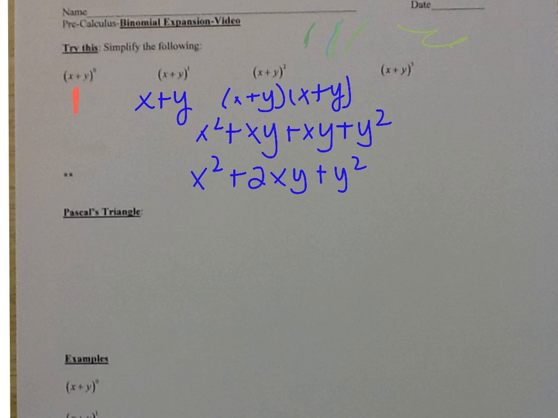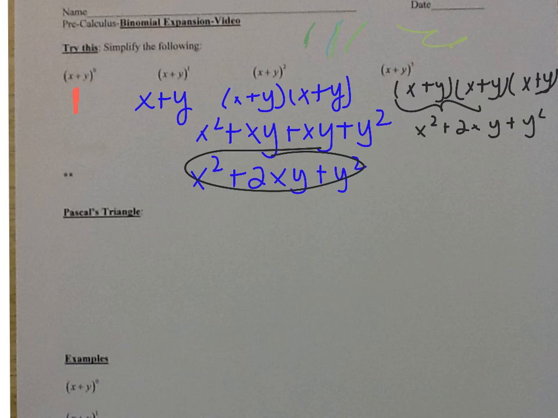All right, so now if I want to do x plus y to the third power, that means I have to multiply it out 3 times. So that would mean I would have to do x plus y times x plus y times x plus y. So I already know what x plus y times x plus y is. That's x squared plus 2xy plus y squared. I got that from here. And now I got to multiply that by x plus y.